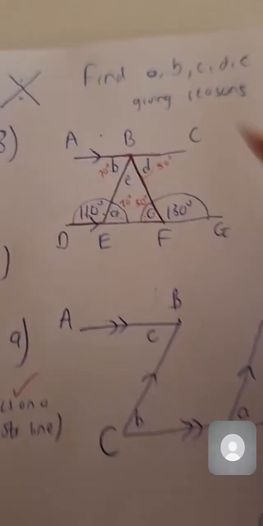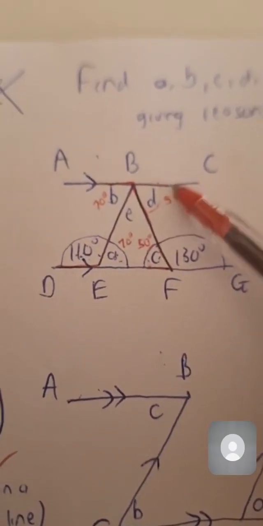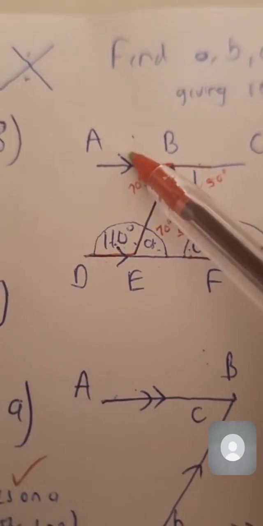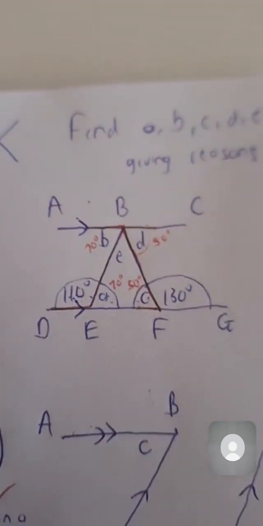Someone else could have used angles in a straight line. You have the 50, you have the B, you have the E. Remember these three angles, back to the straight line. You add those three angles, they should also give you 180 degrees. Angles on a straight line would have also been fine.